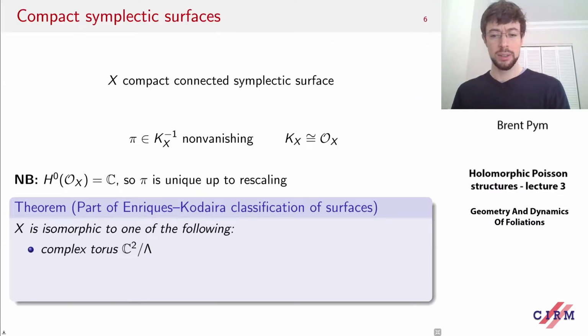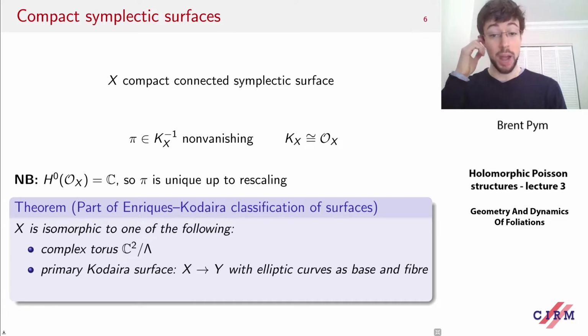It could be a somewhat twisted version of this called a primary Kodaira surface. So this is a bundle of tori over tori. Here we have a base, which is a curve. It's an elliptic curve, so it's a torus, C mod lattice. And the space X is a bundle whose fiber is also an elliptic curve. So it's some kind of twisted version of this torus construction, and you can imagine building a Poisson structure on there by a similar quotient procedure to what we did for the case of complex tori.